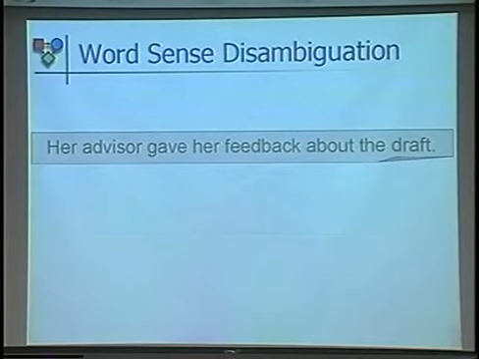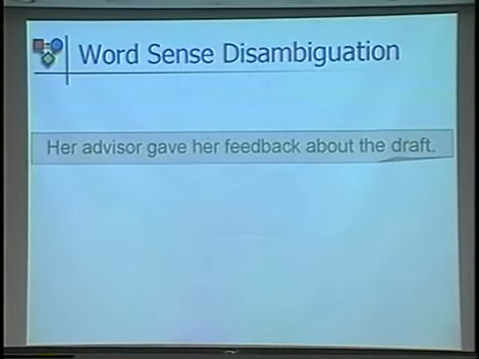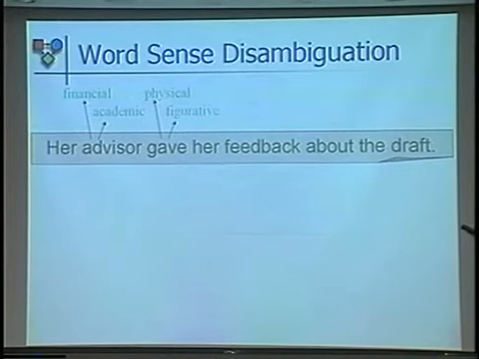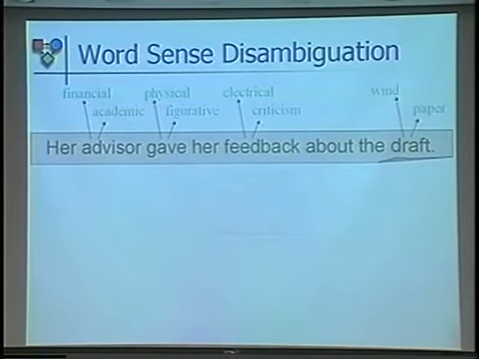Let's think about a very simple language task, like word sense disambiguation. Here's a sentence. It's not an easy task. Well, it's one of the more basic ones. I didn't say it was easy. But it's certainly one of the starting points that you need for language. So there are at least two notions of the word advisor that are relevant in this setting. At least two senses for gave, two senses for feedback, two senses for draft. So that's an awful lot of different senses for this sentence.